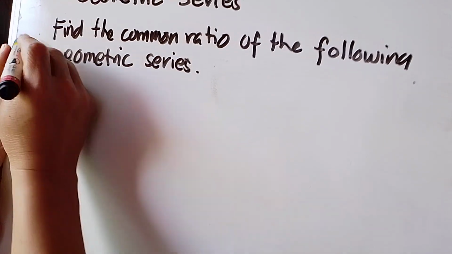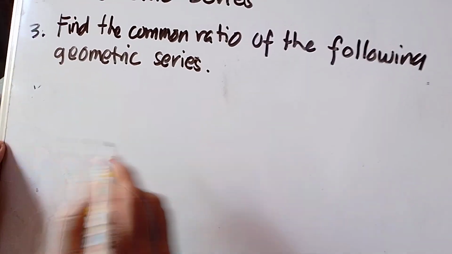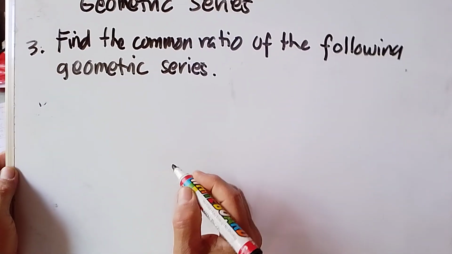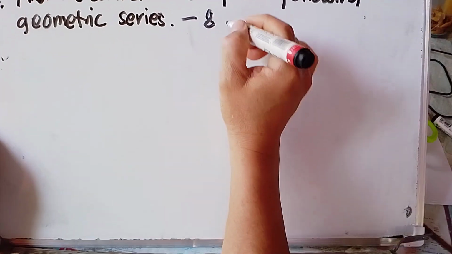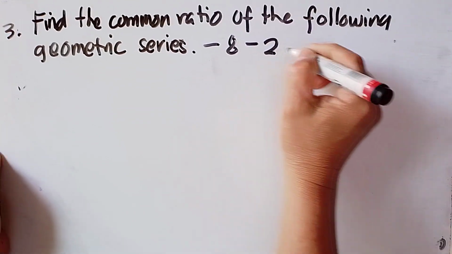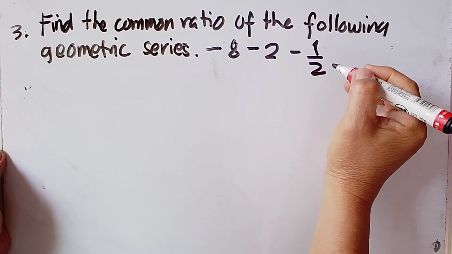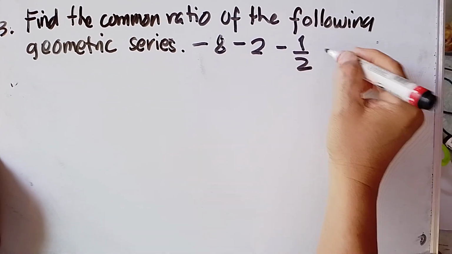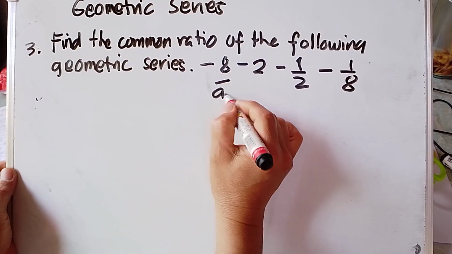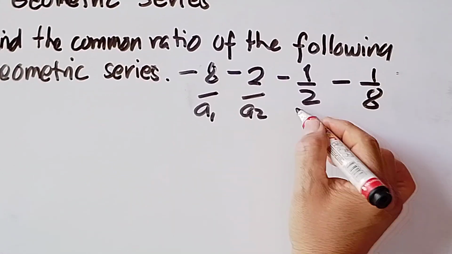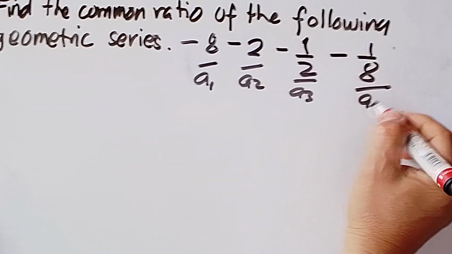Need to erase this one and then change this one also, number 3. So the given is -8, then -2, -1/2, and then -1/8. So take note that this is our A1, A2, A3, and then A4.